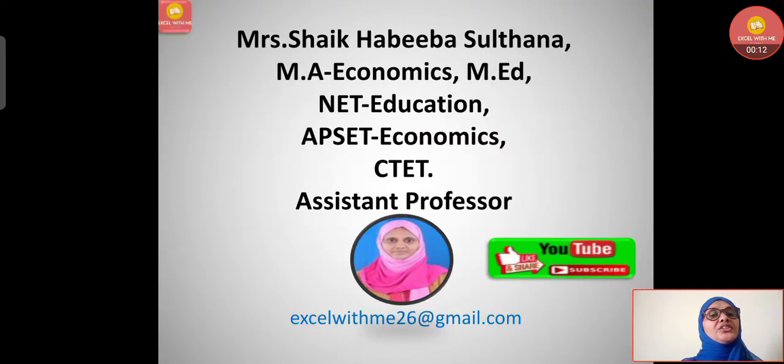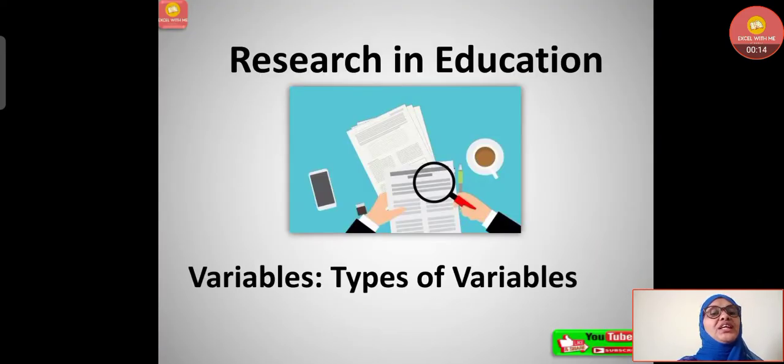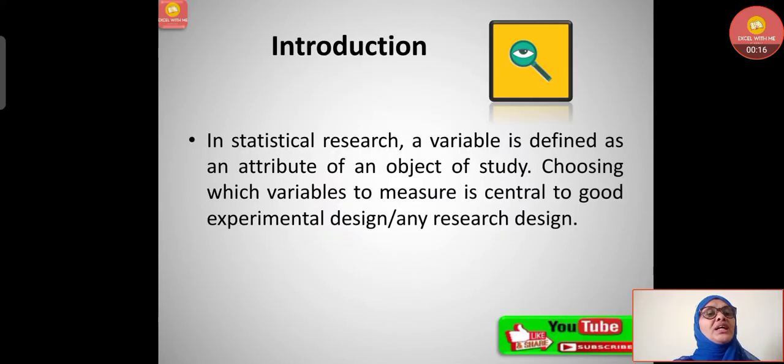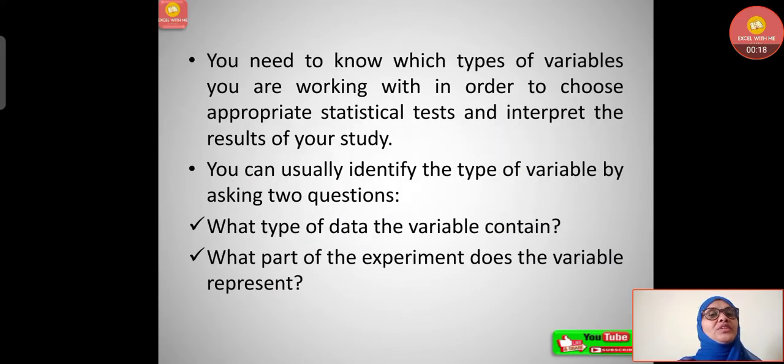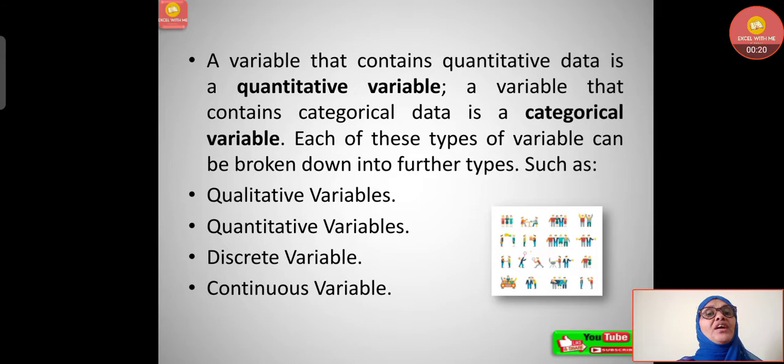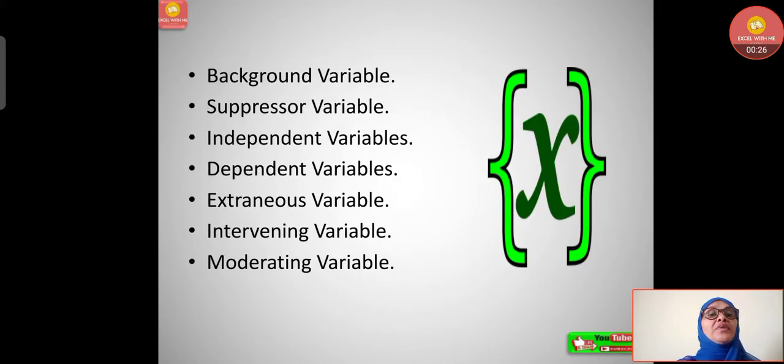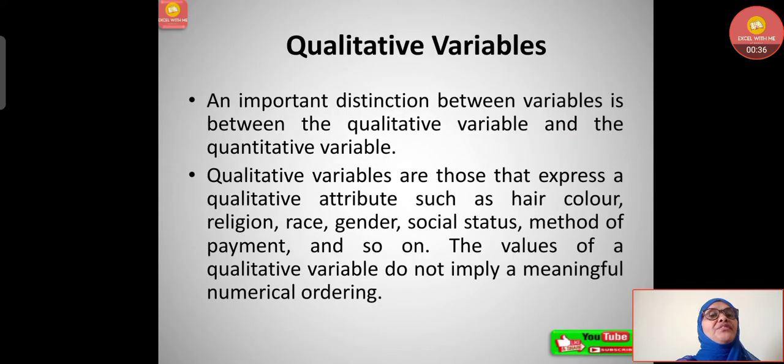Let's start today's class, that is research in education variables, that is types of variables. In previous classes we have understood about the qualitative variables, quantitative variables, discrete variable, continuous variable, background variable, suppressor variable, independent variables, dependent variables. Today we are going to understand about extraneous variables.